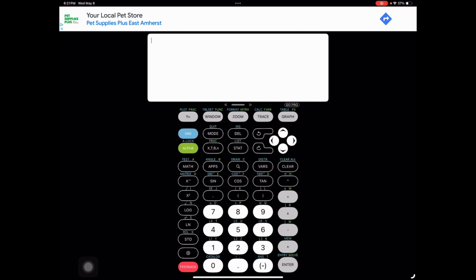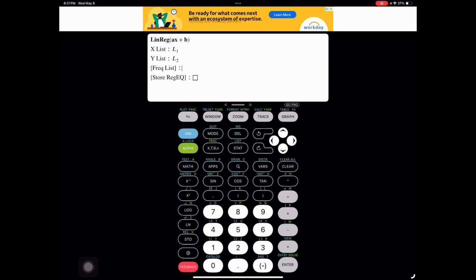All right, so we'll start from the steps on the left. We're going to repeat how to do the regression again. So stat, arrow over to calculate, pick option 4. And this time we want to arrow down to where it says store RegEQ. So we're going to hit the arrow down as many times as we need to get there. It could be 2 or 3 times. I think for me it was twice, for you 3 times it says.